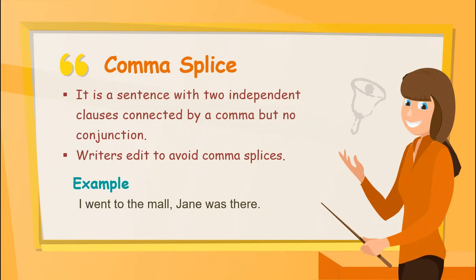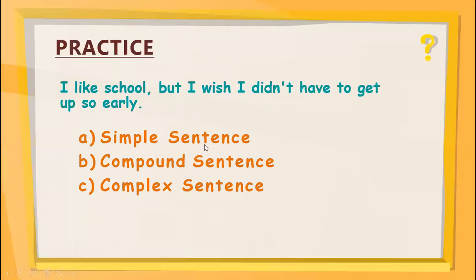Okay, Tariq, start reading, please. Comma splice. It's a sentence with two independent clauses connected with a comma, but no conjunction. Writers edit to avoid comma splices. Very good. Read the example: I went to the mall. Jane was there. Very good. So writers edit to avoid comma splices. So we avoid it. That means that we make it a compound sentence. It will be better.